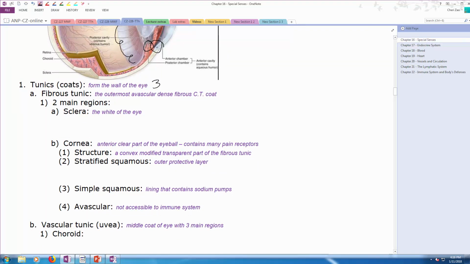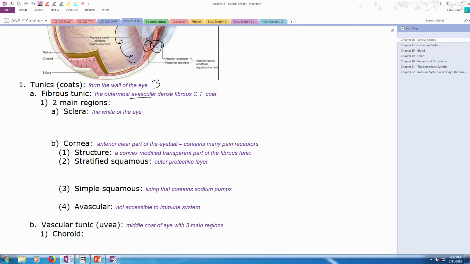The first outer layer, the fibrous tunic, is avascular, dense fibrous CT, and you know it's irregular, because if it was regular, when somebody poked you in the eye, it would split like a banana. So it's dense irregular. So if I said regular at any time, I was just having a brain fart moving too fast.